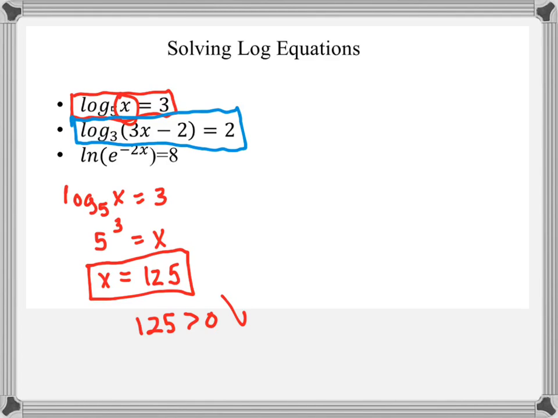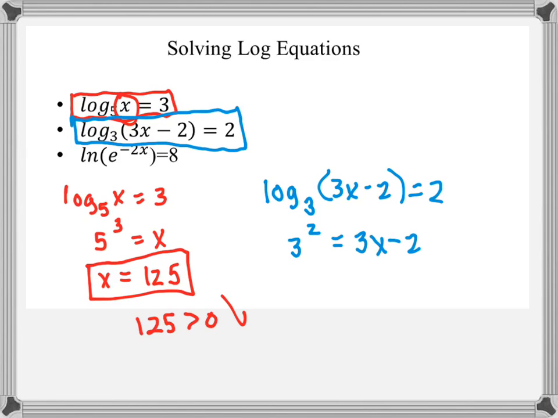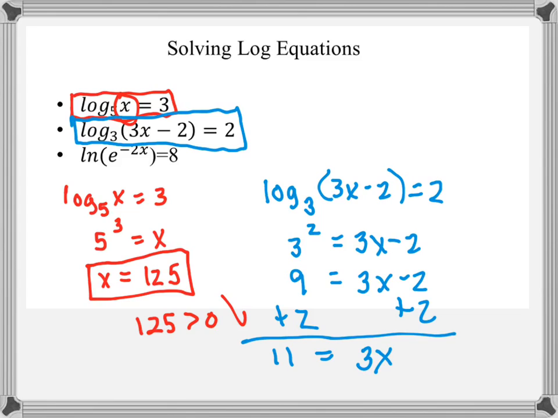Let's look at the second equation in blue. Log base 3 of 3x minus 2 equals 2. I'm going to start the same way. I'm going to rewrite this in exponential form. 3 squared equals 3x minus 2, or 9 equals 3x minus 2. Let's solve for x. Add 2, I get 11 equals 3x. Divide both sides by 3. X equals 11 thirds. But again, let's check.